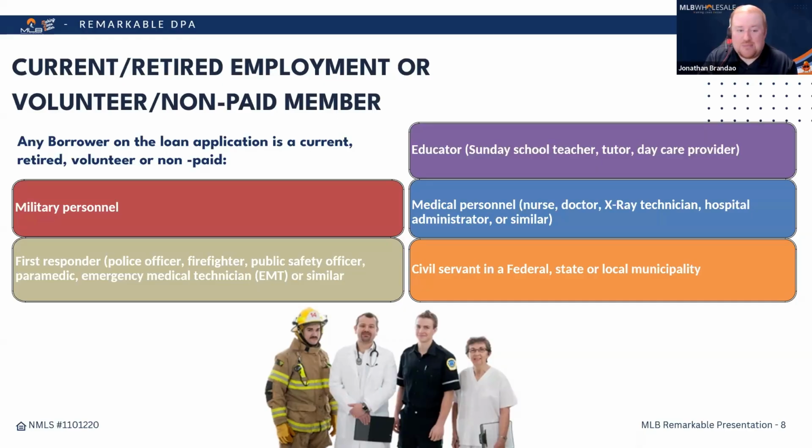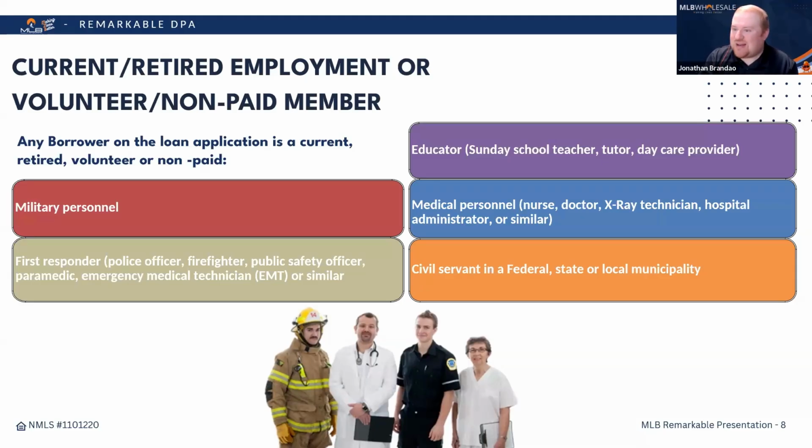Another example I want to give is if throughout the year they have these walks that raise money for different diseases. Like in October, they raise money for breast cancer awareness. If you signed up for one of those walks or one of those fundraisers, you are qualified to use the Remarkable DPA on that alone.